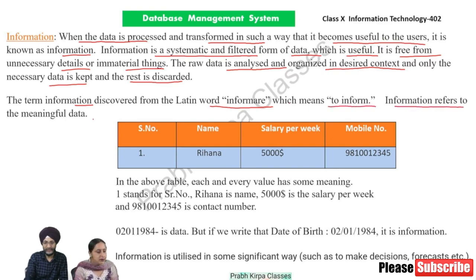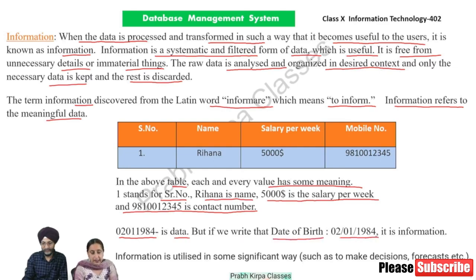Information refers to the meaning data. In the above table, each and every value has some meaning. 1 stands for serial number. Rihanna is name. $5,000 is the salary per week. And 981001234 is contact number. 0201198 is data, but if we write that date of birth 2nd January 1984, it is information. Information is utilized in some significant way, such as to make decisions, forecasts, etc.